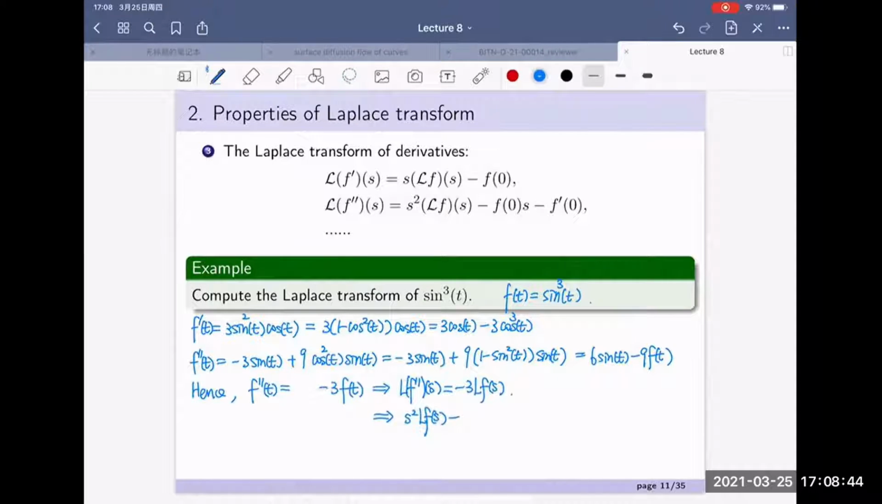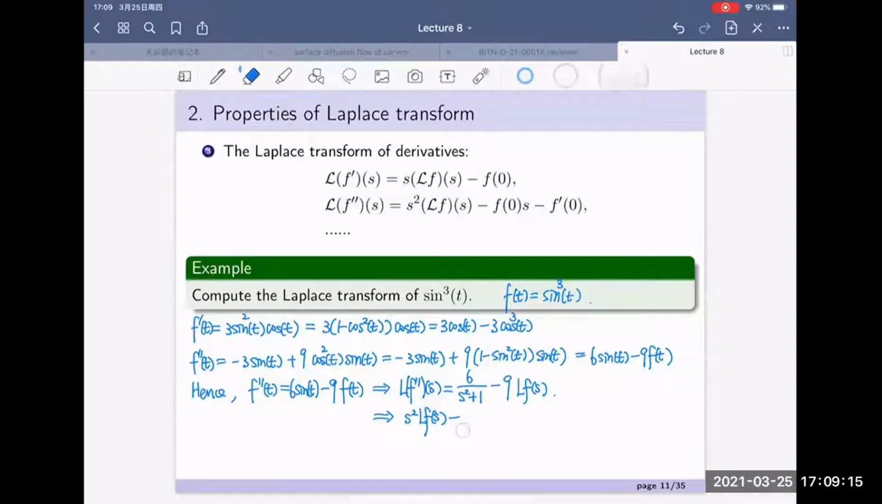So you get 6 sine t minus 9 times f of t. Then you apply the Laplace transform, and you get the additional terms. You get the Laplace transform of sine t, which is 1 over s squared plus 1. So this should be correct.